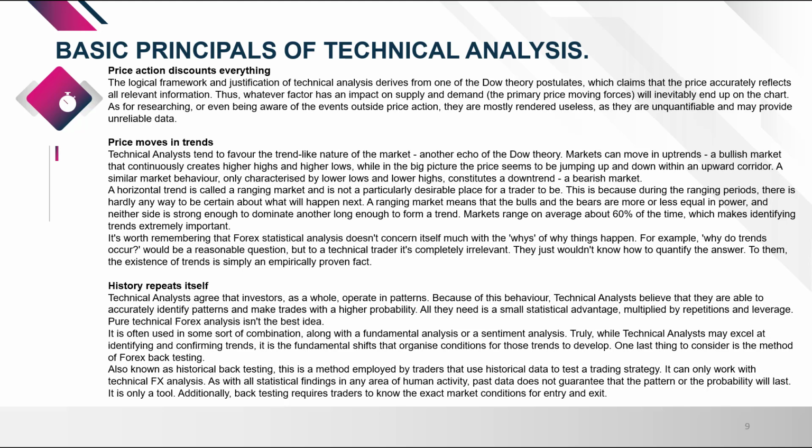A similar market behavior, only characterized by lower lows and lower highs, constitutes a downtrend, which we normally refer to as a bearish market. A horizontal trend is called a ranging market and is not a particularly desirable place for a trader to be. This is because during the ranging periods, there is hardly any way to be certain about what will happen next. A ranging market means that the bulls and the bears are more or less equal in power. No one really is in control of the market, and neither side is strong enough to dominate the other long enough to form a trend.